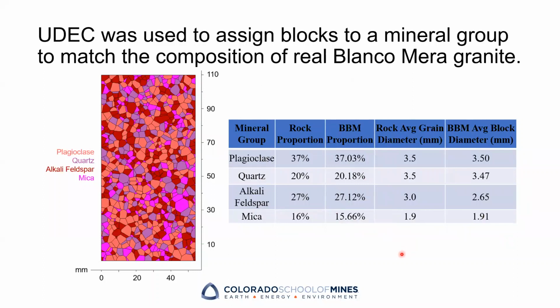The only deviation is for alkali feldspar, where the average block diameter is 0.35 millimeters smaller than that of the real rock. Unfortunately, the average diameters cannot be matched exactly for all mineral groups because of the limitation where a smaller standard deviation of block diameters had to be inputted into Neper when building the BBM geometry in order to allow simulations to actually be run in UDEC.